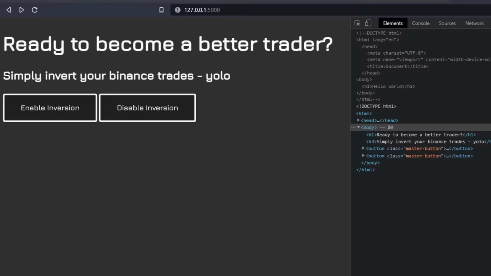With Flask gone and the application loaded onto Chrome, we're getting the first glimpse of how this extension might look. It's all broken up now, but that's a good thing. It means we can build from here.